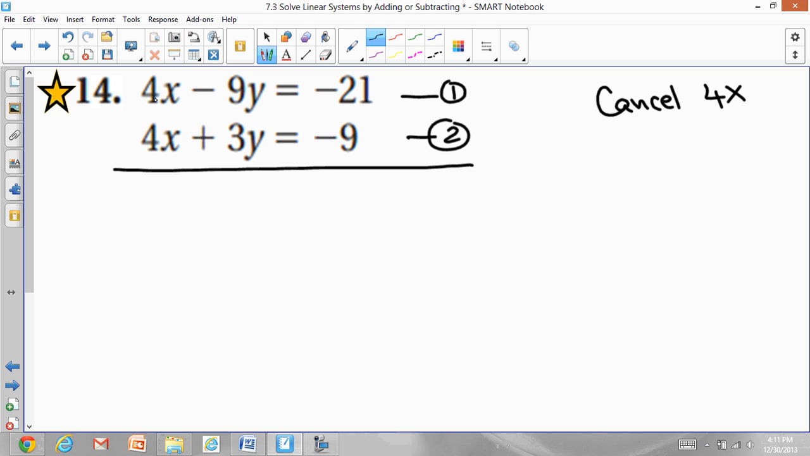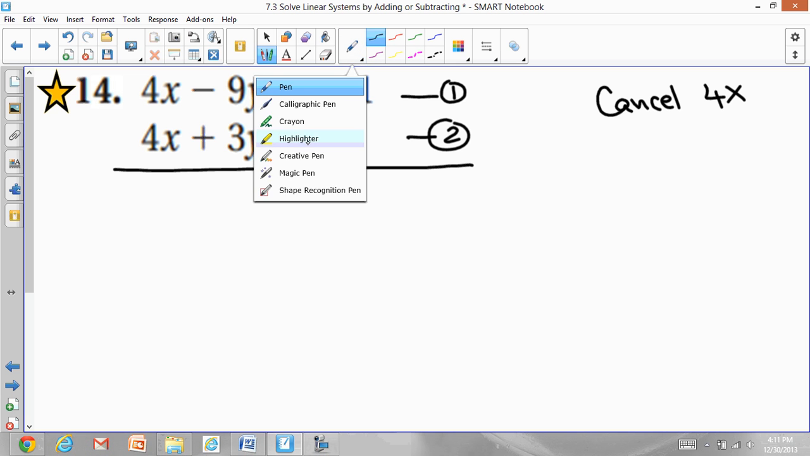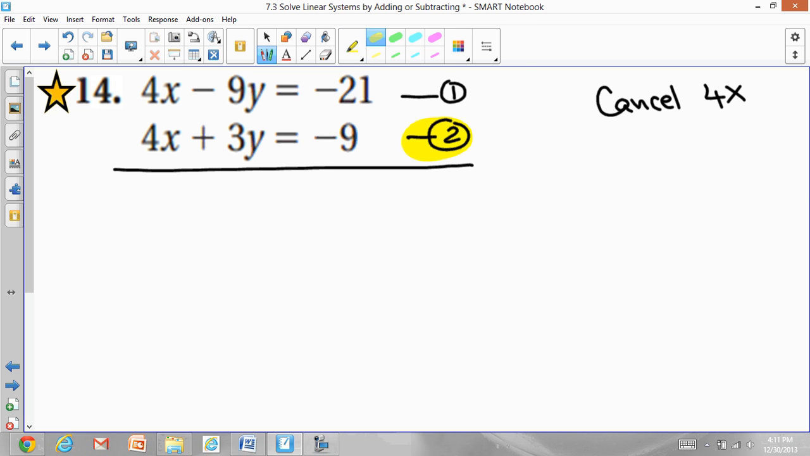But when I try to cancel them, one of them has to be positive, one of them has to be negative. In this case, both the equations are giving me positive. So I'm going to highlight my second equation, and in that equation, I'm going to change the signs all across. I'm going to change this sign to a negative, this sign to a negative, and this sign to a positive. So changing the signs for the 4x, 3y, and the 9.